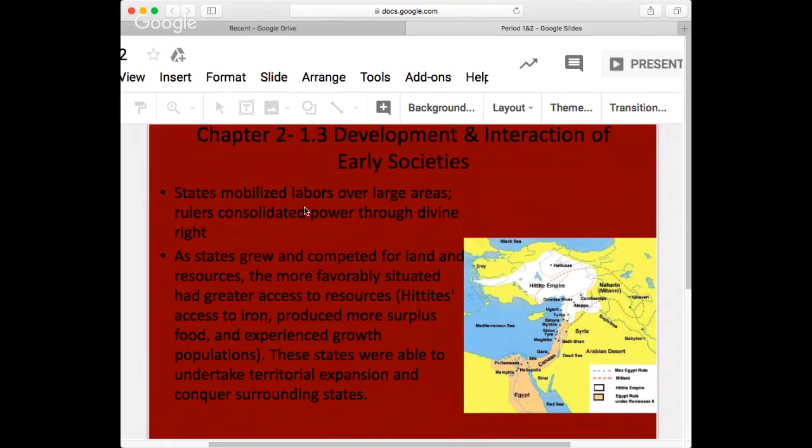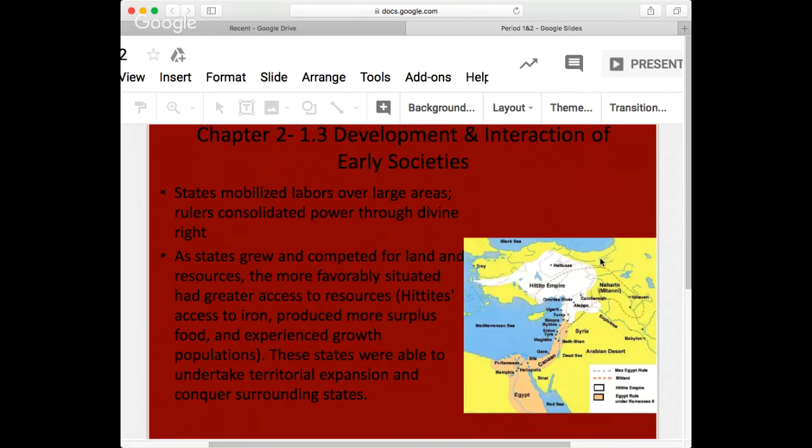And they grew and competed for land. So they fought against each other for different land. And the people who had better access to things were usually the ones who would win those wars. An example of this is this small empire right here called the Hittite Empire. I actually don't really know how to pronounce that.